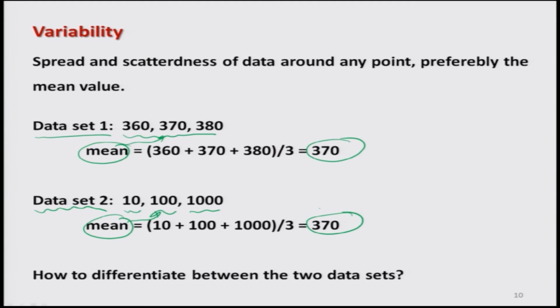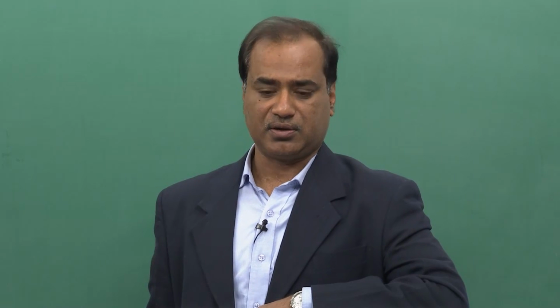So now my question is how do I differentiate between the two data sets? They have some properties which I want to quantify, and this is about the variability of the data. You can see here that 360, 370 and 380 are very close in comparison to the 3 values 10, 100 and 1000. So that is a property which we try to measure with the different measures of dispersion.